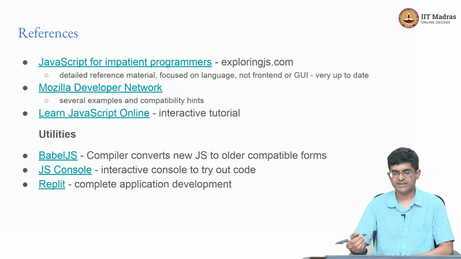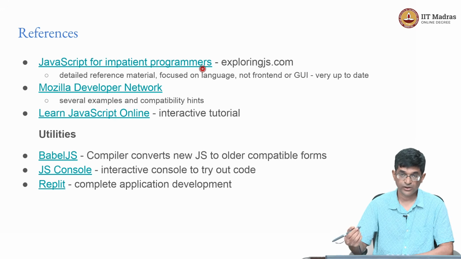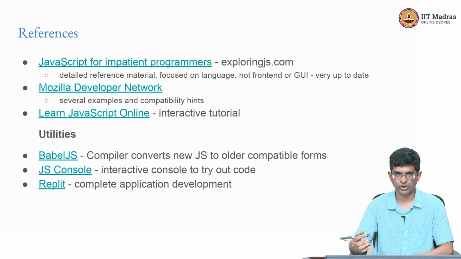So now with all of this, I'm going to end this portion over here with just some references, right? There is this website exploringjs.com where one of the books available is called JavaScript for Impatient Programmers. Now this is a very good reference, right? It has very detailed reference material. It's focused on the language, which means you don't really get too many examples of how you can use it for manipulating things on the front end, or interacting with the DOM is not really covered in this book. But it's a very good reference for the language itself.